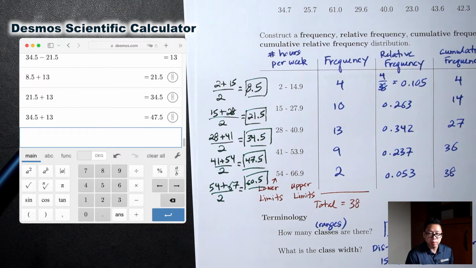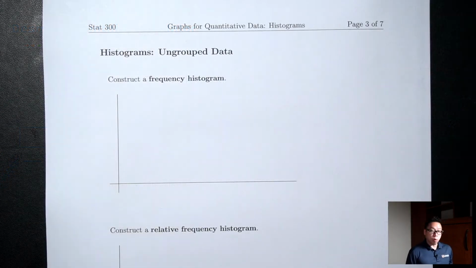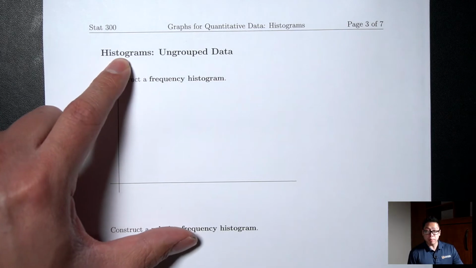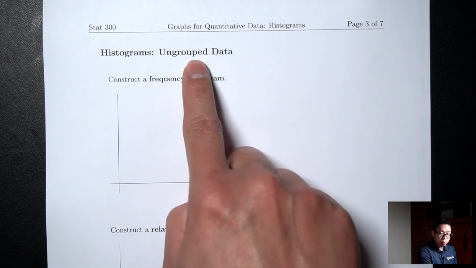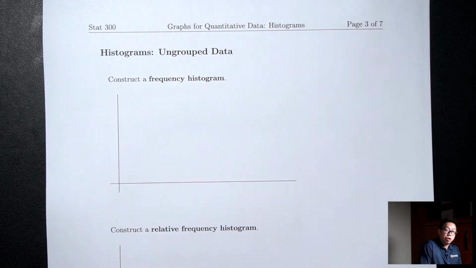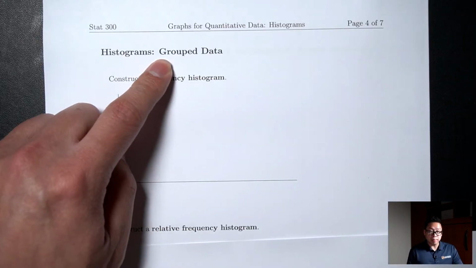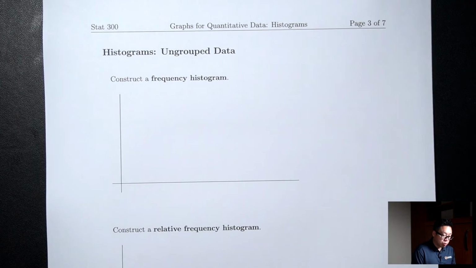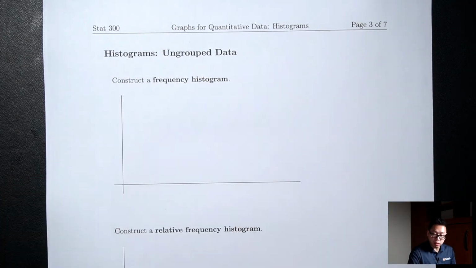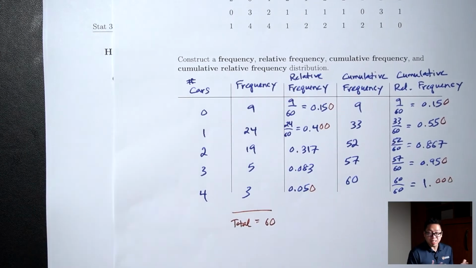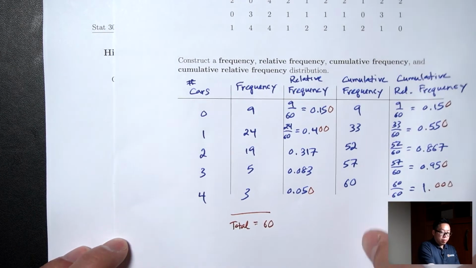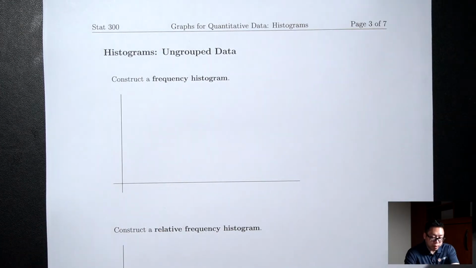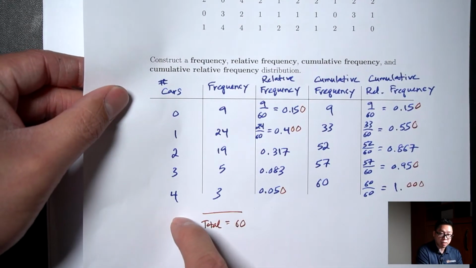The main type of graphs for quantitative data are the histograms. And there's two variations depending on whether you're in situation 1 with the ungrouped data or situation 2 with the grouped data. Let me start with situation 1. Situation 1, ungrouped data, is a situation where the possible values are not that many so that you can list them all. If you can list them all, we're going to start off by putting all those possible values on the x-axis.